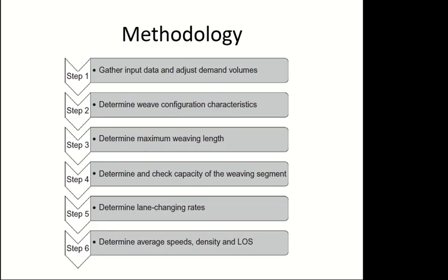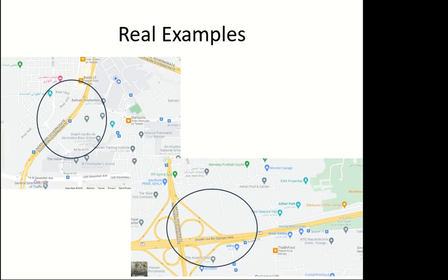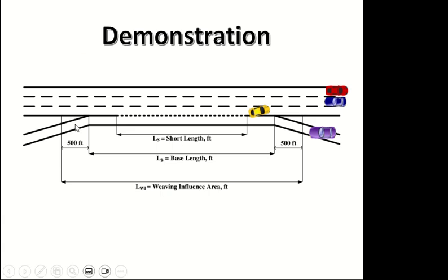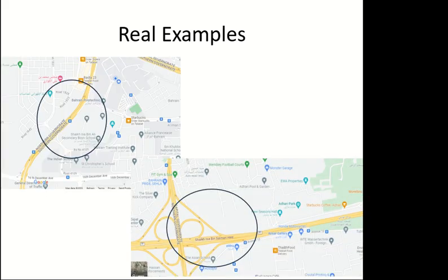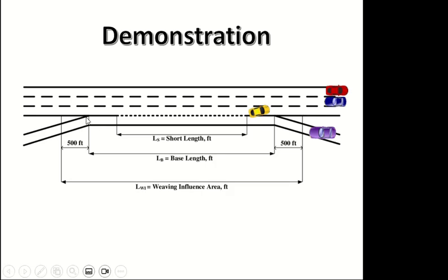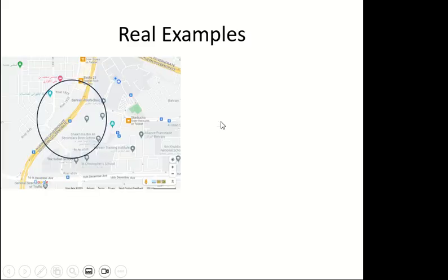If the ramps are connected by a short distance, then this will act as a weaving segment. But if the distance between these two ramps is very long, then one ramp will not affect the other one because of the long distance. In that case, we will not consider it as a weaving segment; we will consider this one as a merge segment and this one as a diverge segment. So it will be divided into two different segments then.